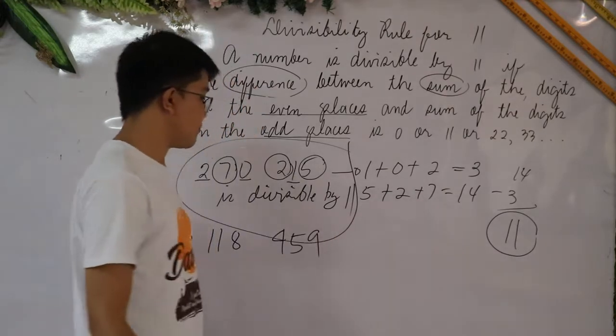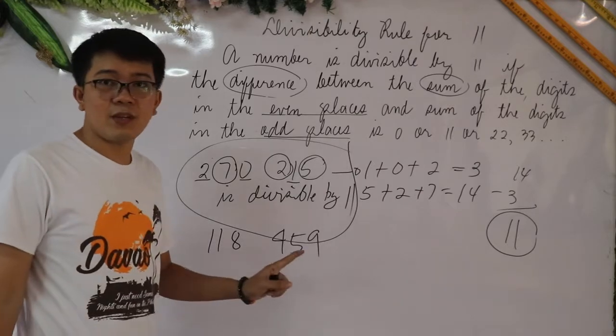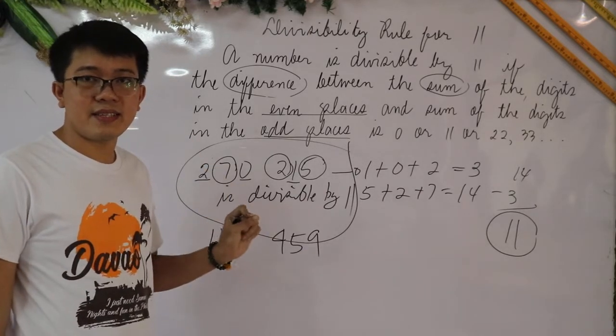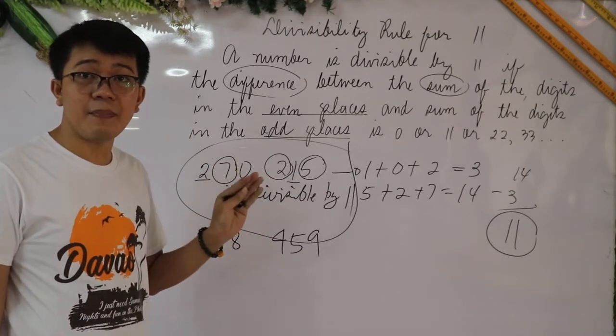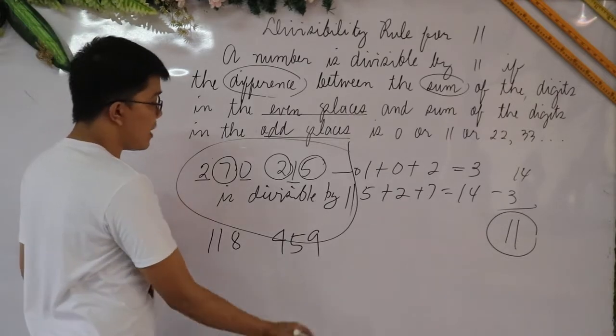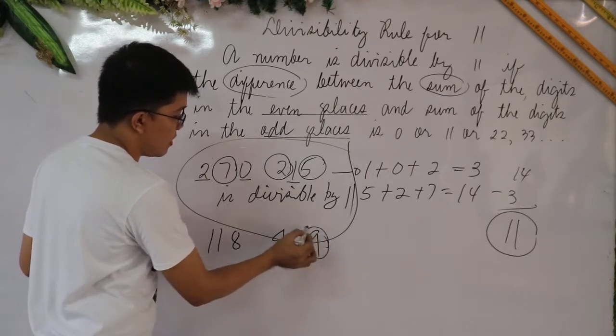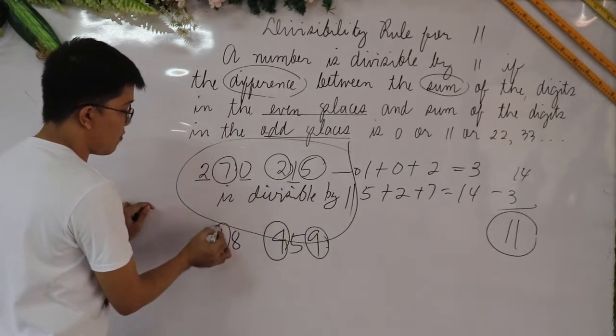118,459. This number is very big. Now let's find out which digits are in even places or odd places. The digits in the odd places are, we have 9, we have 4, and we have 1.